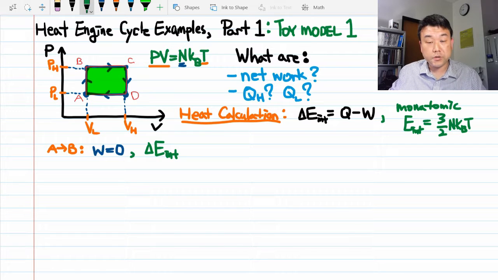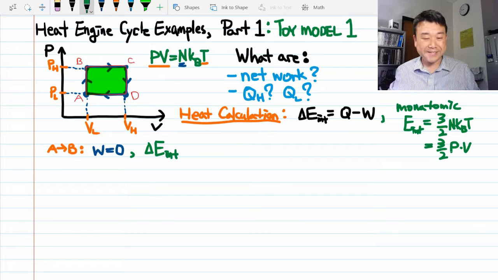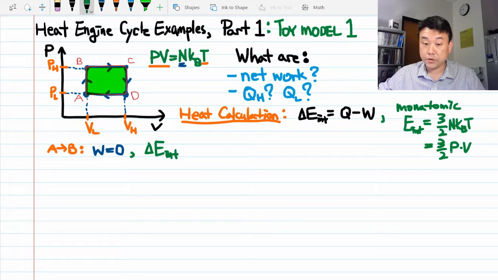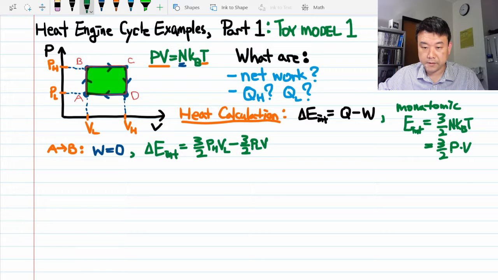So they don't actually need to specify the number of molecules. I can re-express this in terms of pressure and volume. This is just 3/2 pressure times volume, right? So for the process A to B, the change in internal energy is 3/2 P_H V_L, the final point, minus the initial point, P_L V_L. Alright, since the work done was 0, this is equal to the heat transfer along the process A to B.